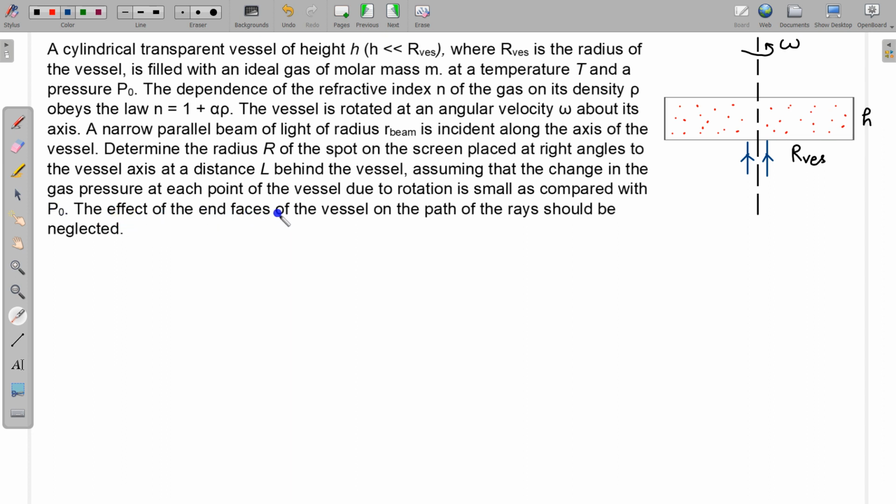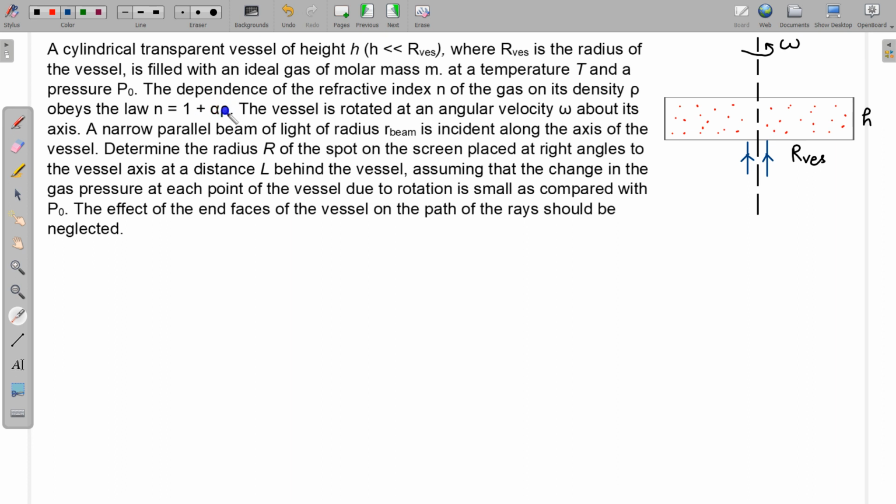The effect of the end faces of the vessel on the path of the rays should be neglected. So we should not take any kind of refraction or bending from these faces, from this face or this face. We have to take the effects of this ideal gas, and in this ideal gas the refractive index is varying with the variation of density.